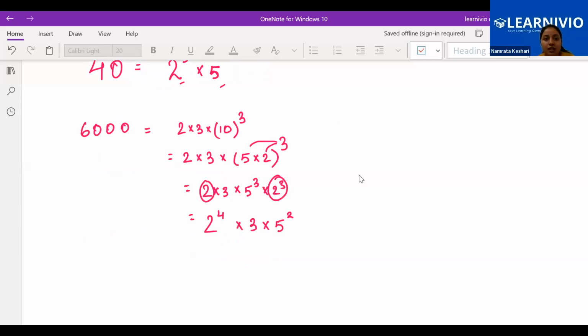Can you see who said 6,000? Maha, you said? I said Alvina. Alvina, you said. Okay. Alvina, can you see that we got the combination of 2 and 5? If any other number is there, that is fine. If any other number is there or it's not there, that is completely okay. But if 2 and 5 is there, then only the number will end with 0. Getting my point?